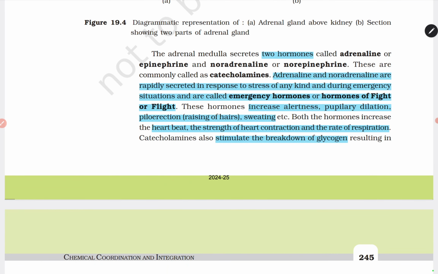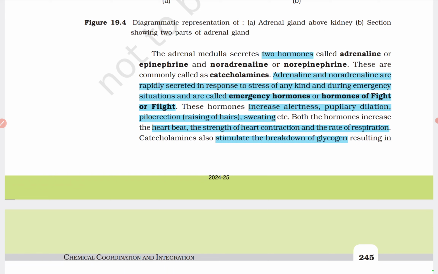The adrenal medulla secretes two hormones called adrenaline, or epinephrine, and noradrenaline, or norepinephrine. These are commonly called catecholamines. Adrenaline and noradrenaline are rapidly secreted in response to stress of any kind or during emergency situations. That's why they are called emergency hormones, or hormones for fight and flight.